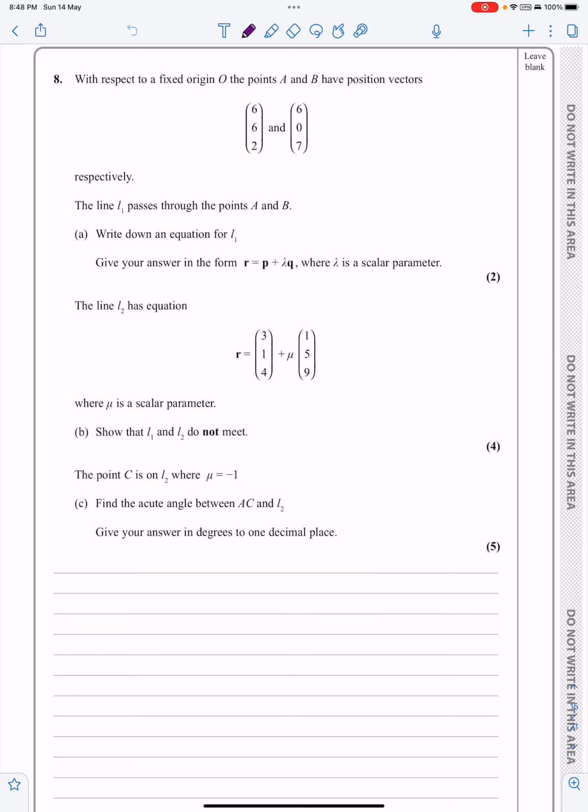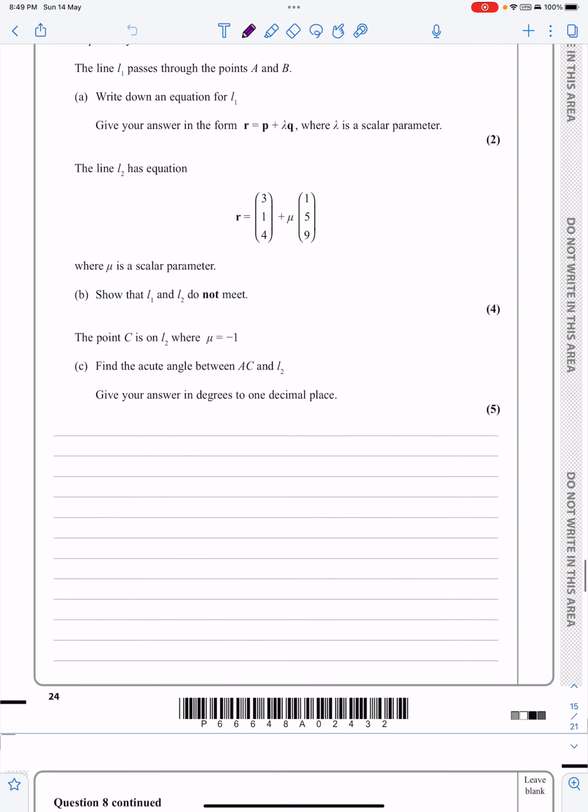Okay, this question is question 8 from January 2022 P4 paper. As we can see, it doesn't take a lot to work out. This is a vectors question. Let's read through it. So it says we've got points A and B which have position vectors (6, 6, 2) and (6, 0, 7) respectively. The line L1 passes through the points A and B. Write down an equation for L1.